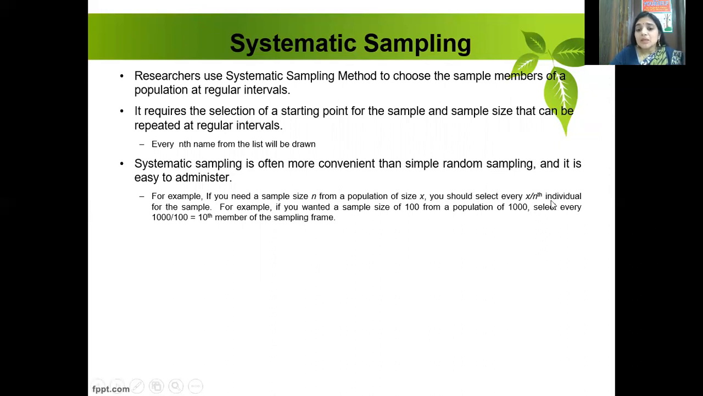For example, you have 1,000 people in total. That means x is equal to 1,000, and you want to choose 100 people from them. Then select every 1,000 divided by 100, which is equal to 10th. That means every 10th member of the sampling frame. This is again the easiest one, and this is considered a better method than the random sampling method.